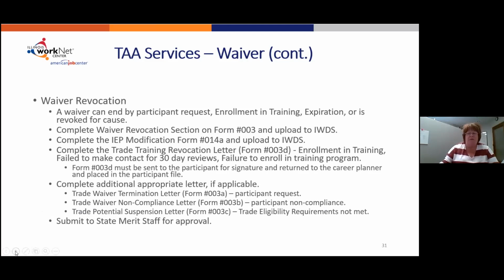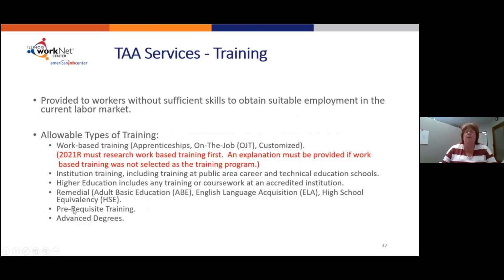And all of that has to be submitted to state merit staff for approval for those revocations of those waivers. So after a waiver ends or is revoked, or if they don't get issued a waiver but they want to go to training, then we're going to get into the training services.